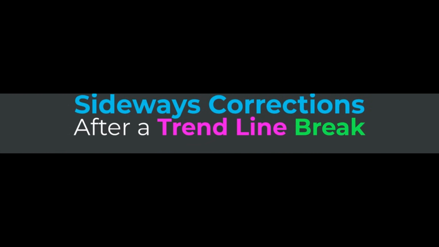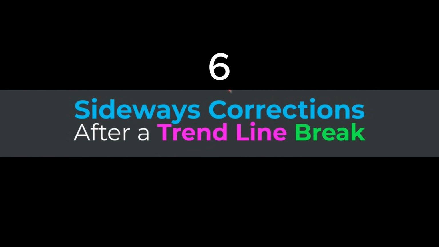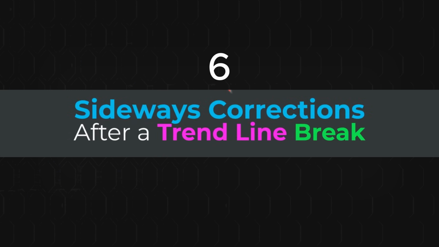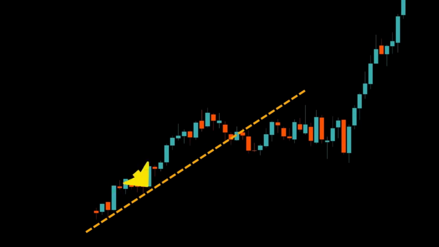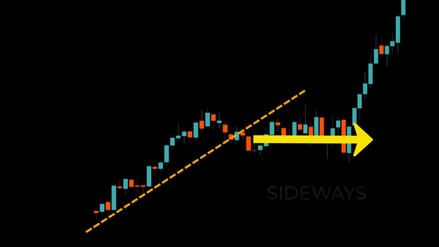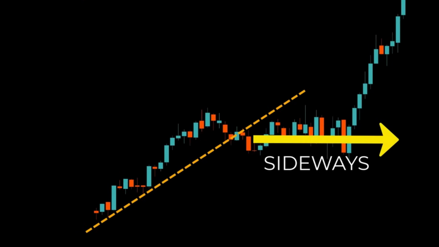Sideways corrections after a trendline break. What's really happening? Alright, let's break this down. You see a trendline breakout, but wait, there's no strong follow-through. Instead of price shooting off in one direction, it moves sideways. What does this mean? Let's dive in.